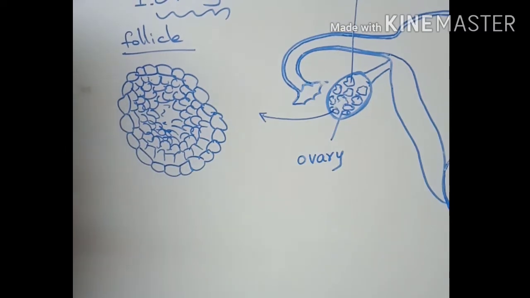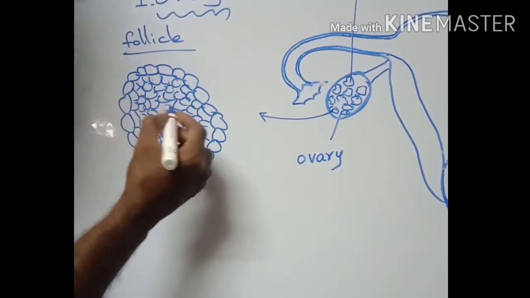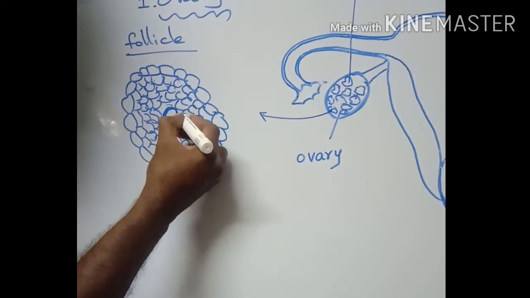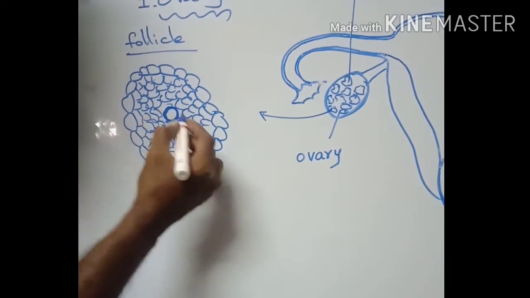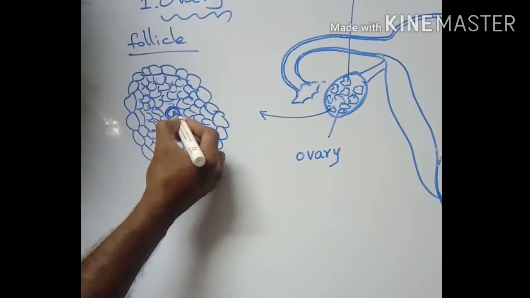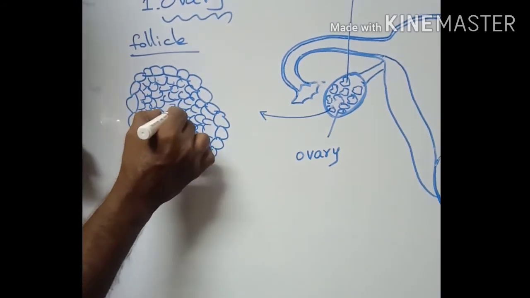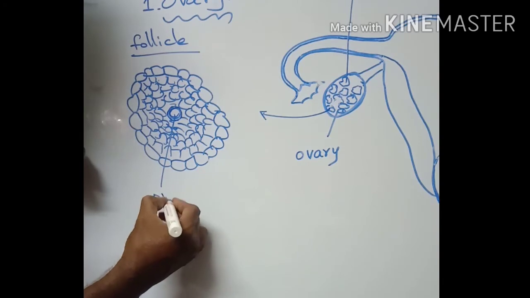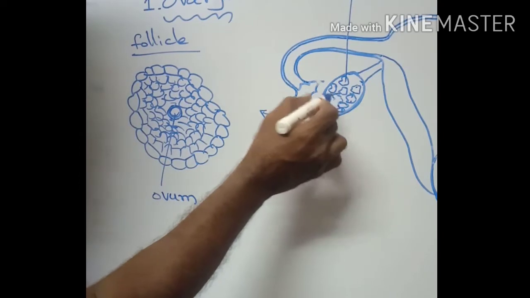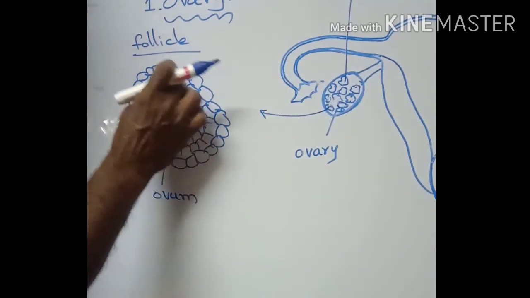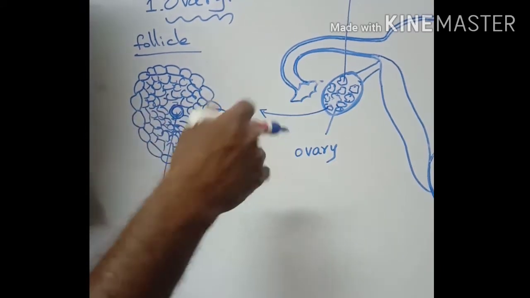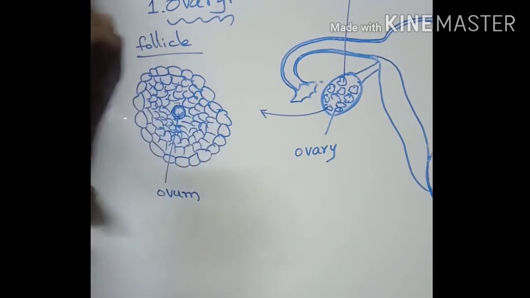But one cell turns to a female gamete cell. One cell turns to a female gamete, which is also called an ovum. So it is one follicle. These are the follicles. In every follicle, several cells are present, but one cell deviates as an ovum.